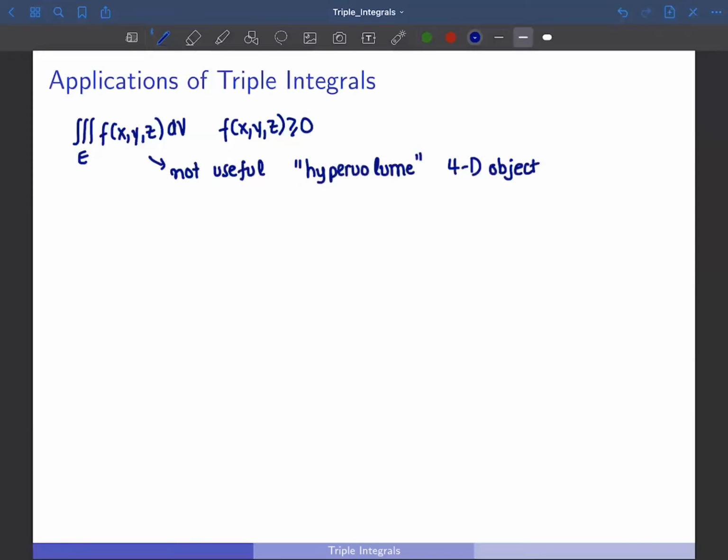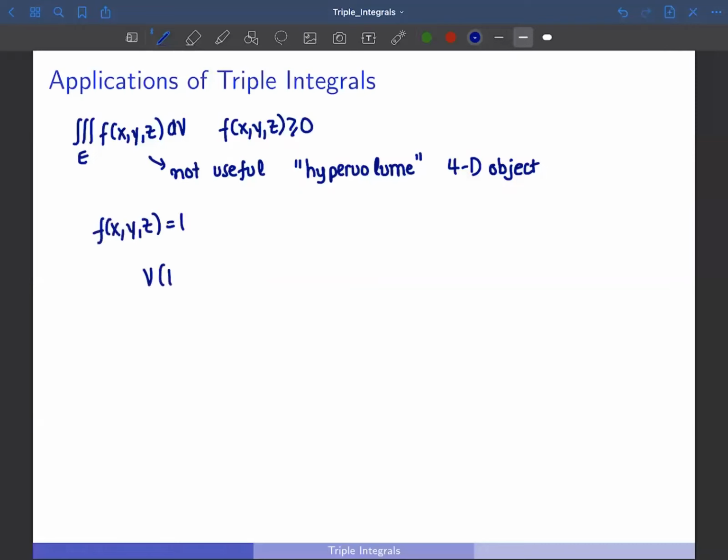The triple integral over the region of f of x comma y comma z times dV can be interpreted in different ways in different physical situations, depending on the physical interpretation of x comma y comma z and f of x comma y comma z. In the special case where we have f of x comma y comma z equal to 1 for all points in the solid region E, then the triple integral does represent the volume of the solid region E.